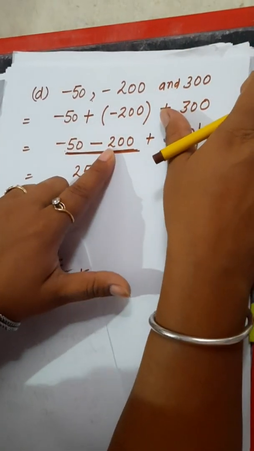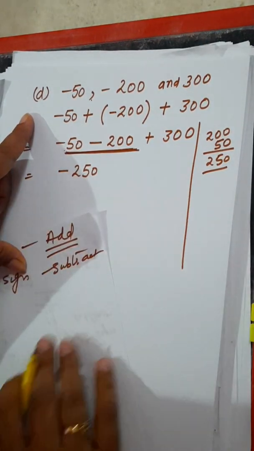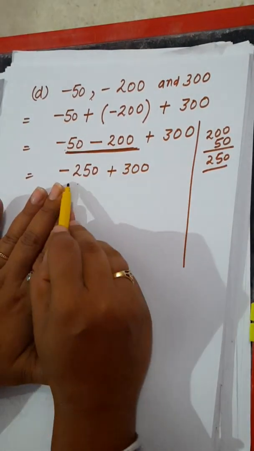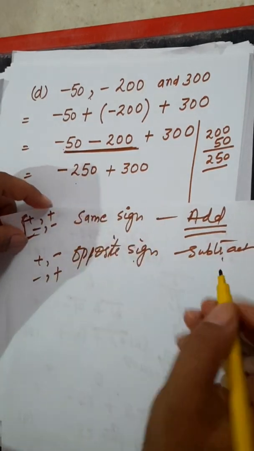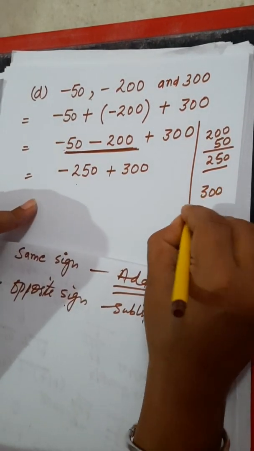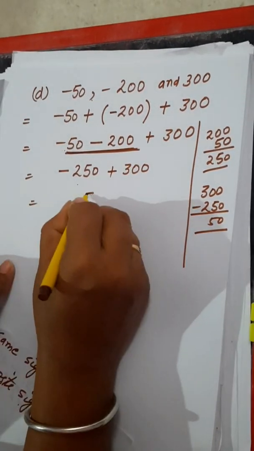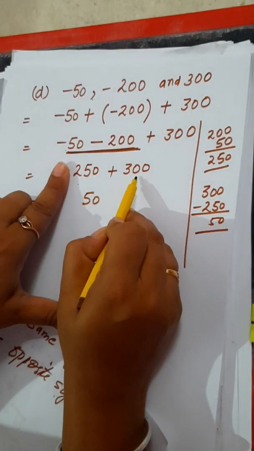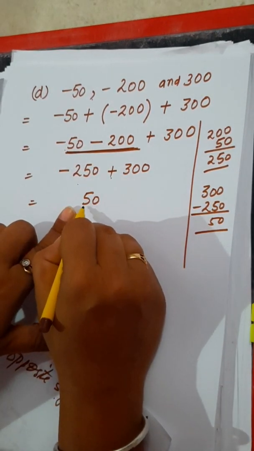Now 200 has the greater numerical value, which has the negative sign, so I will put the negative sign in front of 250. Then just copy down this plus 300 as it is. Now I have to solve this part. Both have opposite sign, so subtract. I just subtract 300 minus 250. I will get 50. Here 300 has the greater numerical value, so it has the positive sign. So my answer is plus 50.